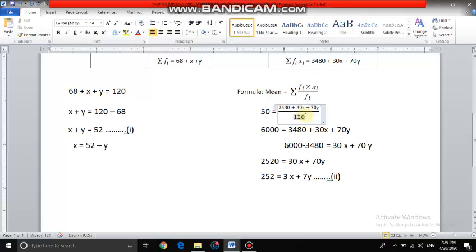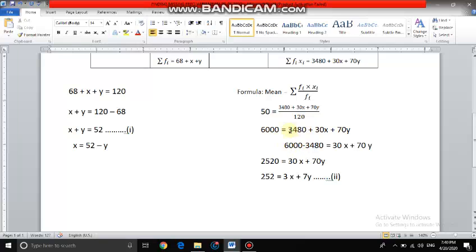Now this 120 is in the denominator. If I bring it to the left side, it will multiply 50 into 120, which I get as 6000. And the numerator I kept as it is, 3480 and all. Now if I bring 3480 to the left side, it will become 6000 minus 3480.